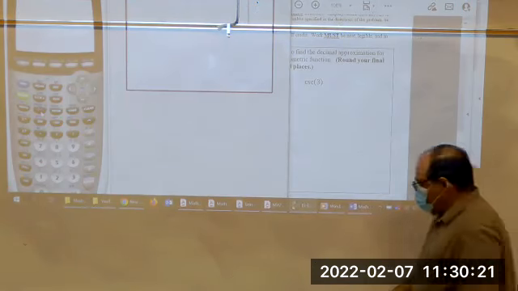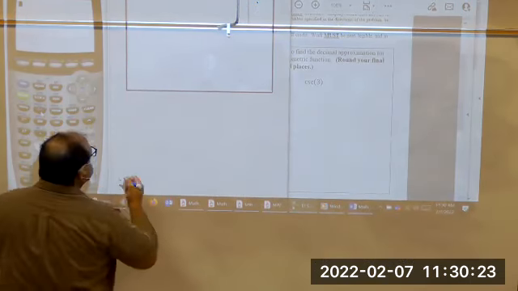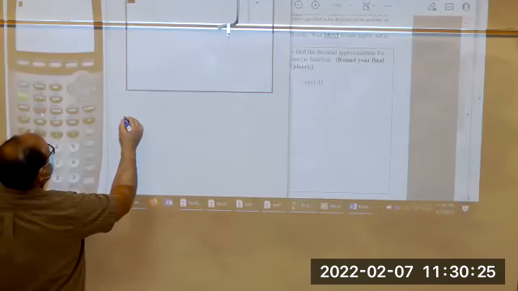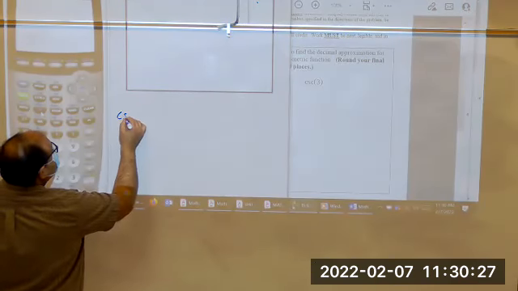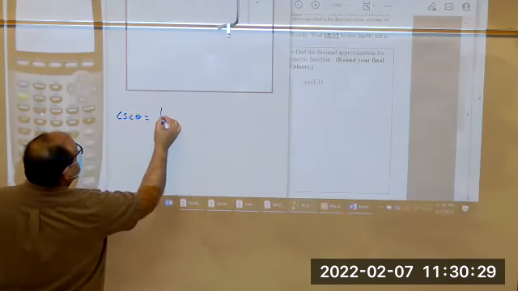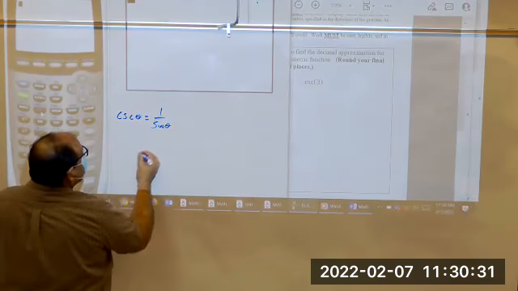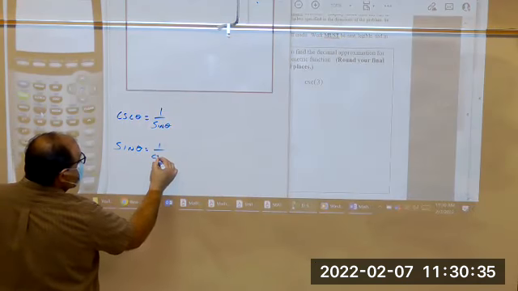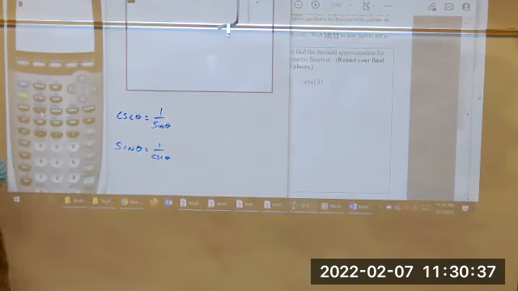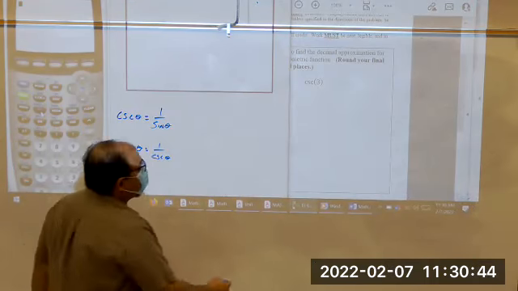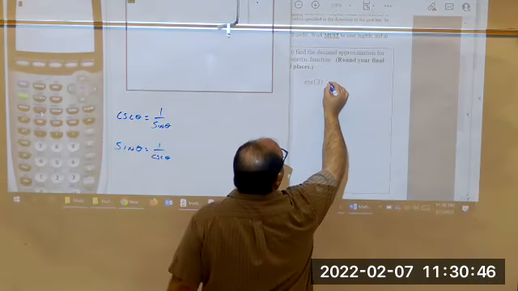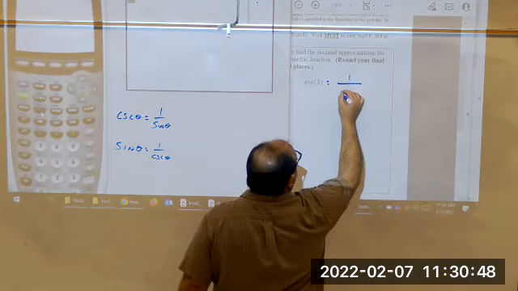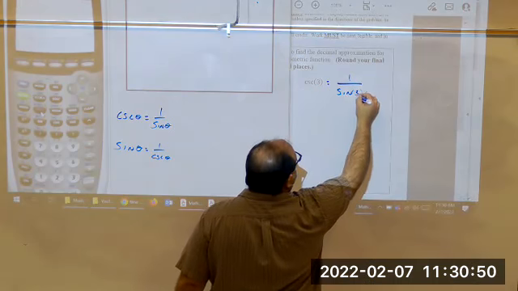But you know the identity. Cosecant theta is 1 over the sine of theta, and vice versa. The sine of theta is 1 over cosecant theta. You can interchange them. So if the only button you can press is sine, then the only way you can take the cosecant of 3 radians is to go 1 divided by the sine of 3 radians.